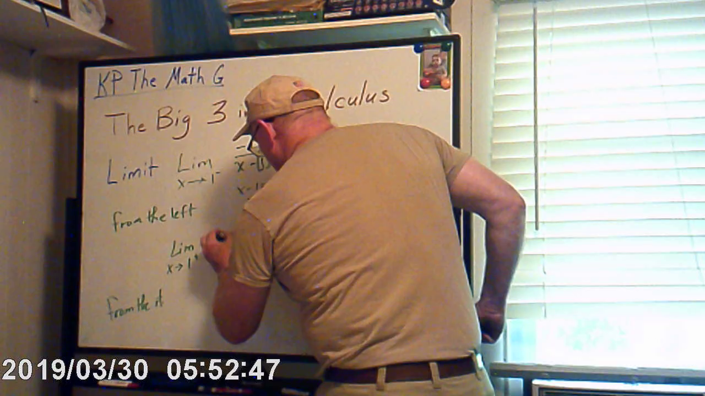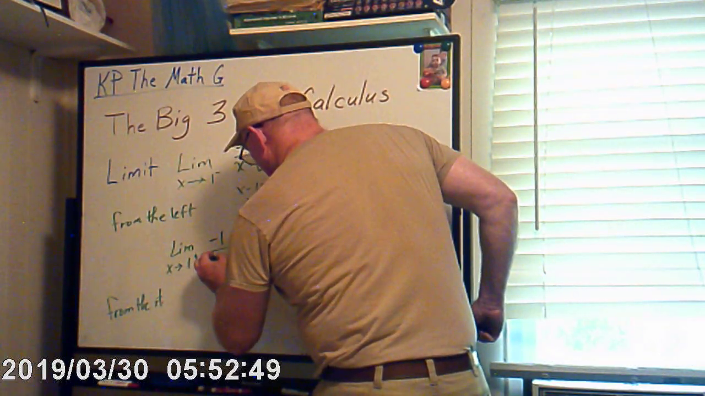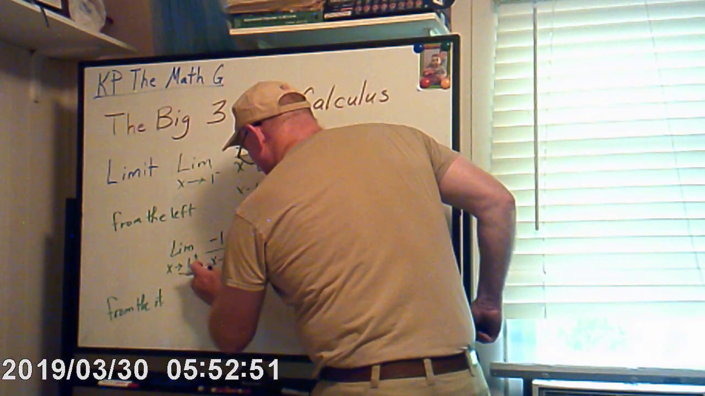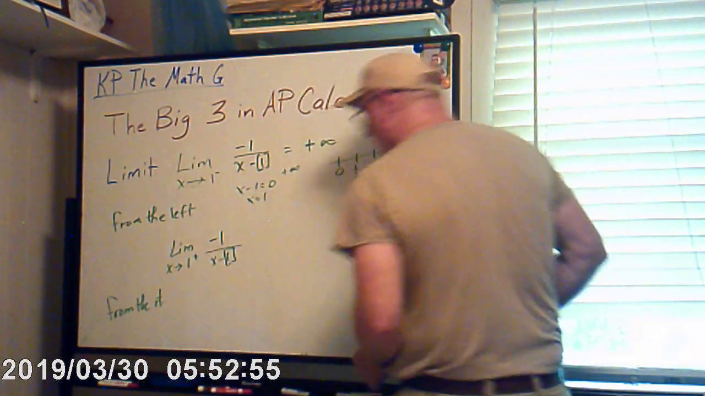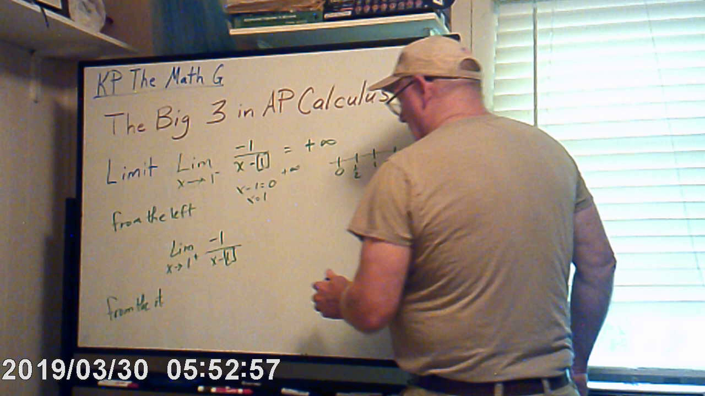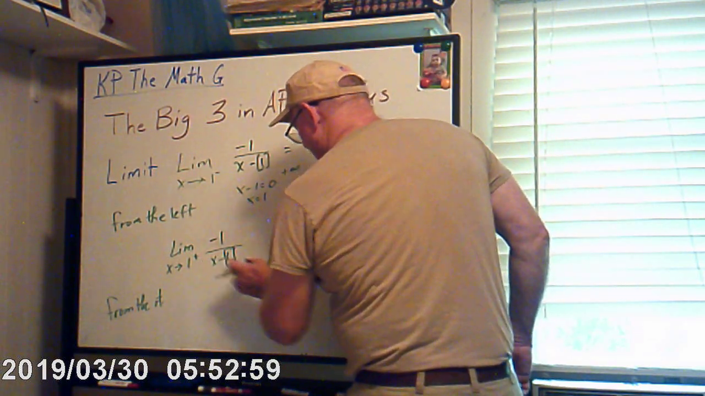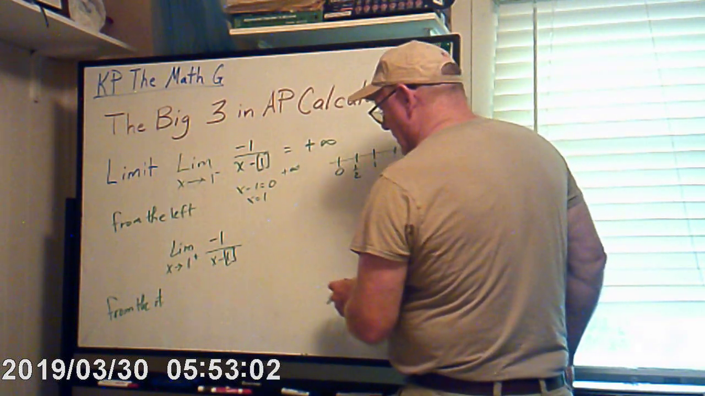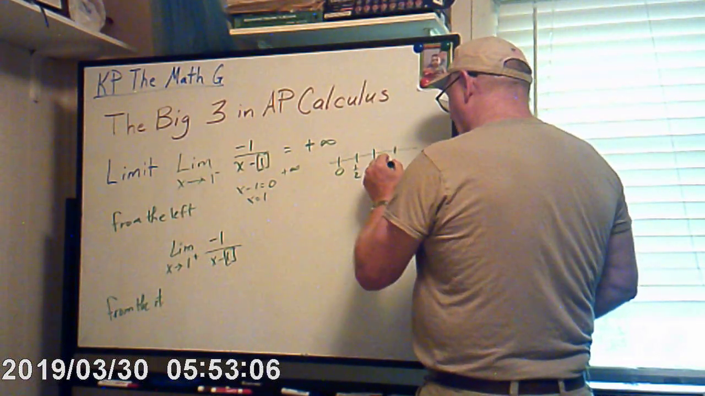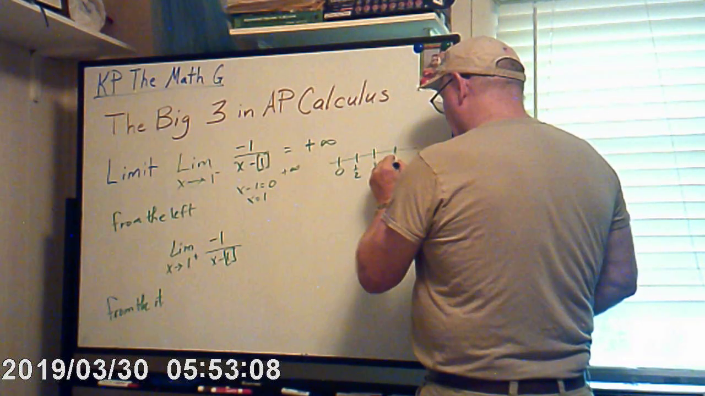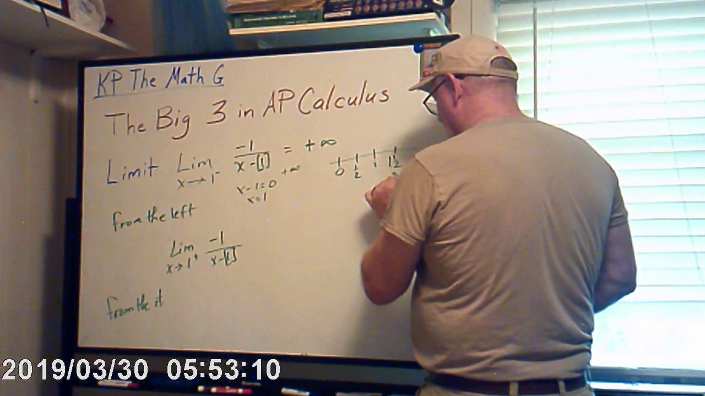We've got -1 over x minus 1. We're checking from the right of a, which is 1. So x minus a. We're going to check to the right of 1. We're going to probably just try 1.5, which is 3/2.